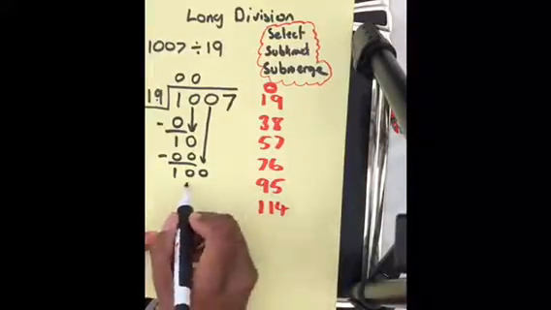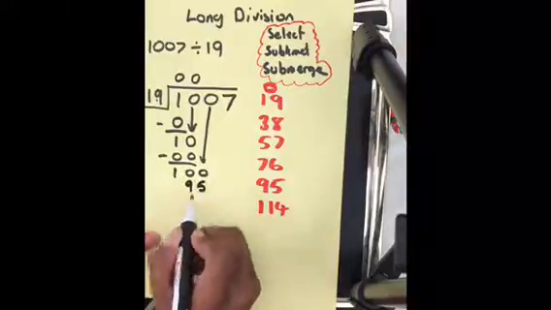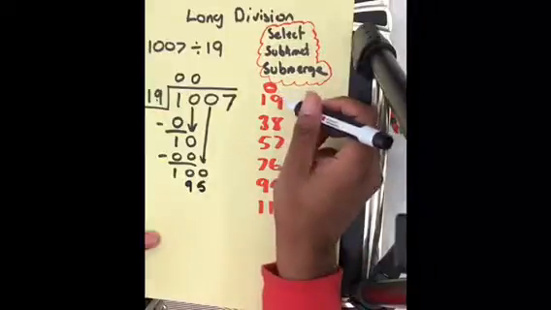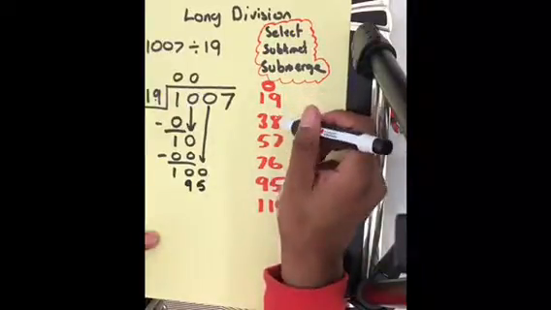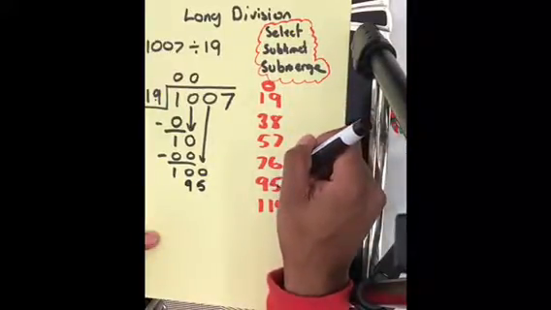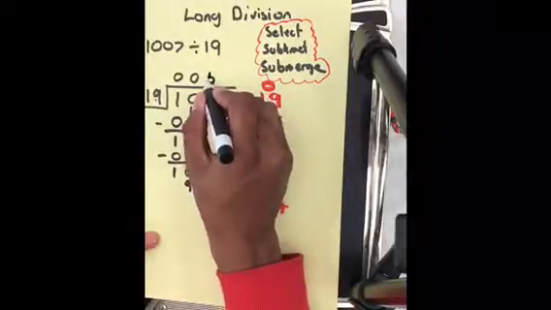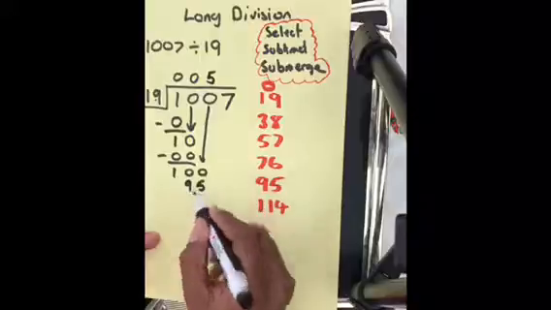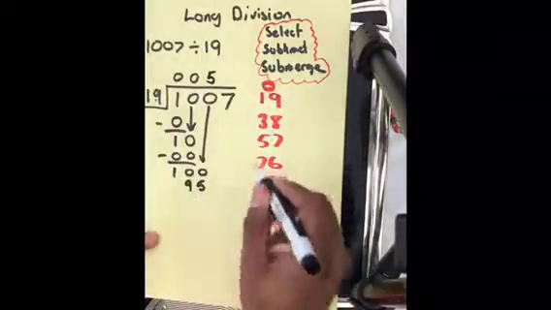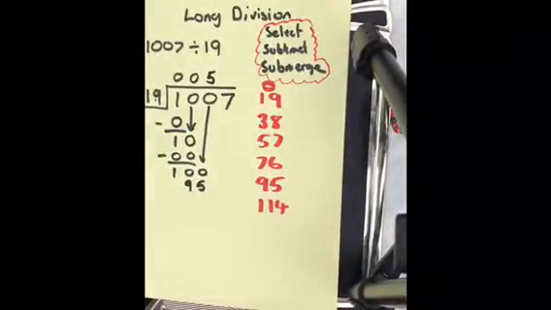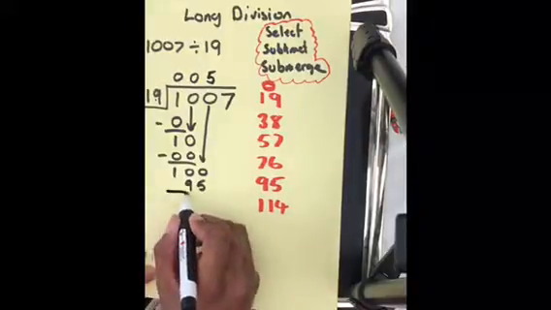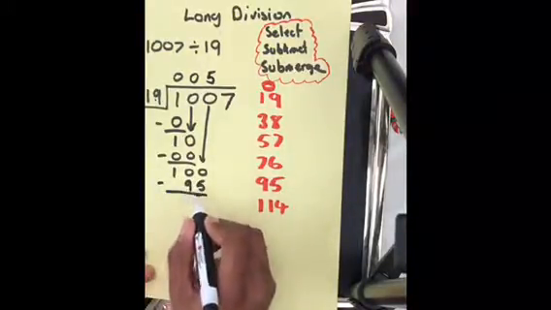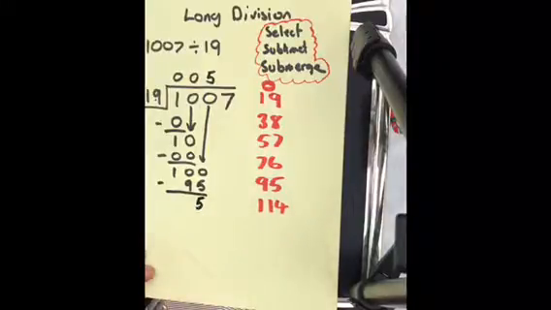So I'm going to write that selection here, 95. 95 is 1, 2, 3, 4, 5 lots of 19. So that's what number goes up to here, 5 lots of 19, which we know is 95. So there's my selection. And now I do my subtraction. 100 take away 95 equals 5.